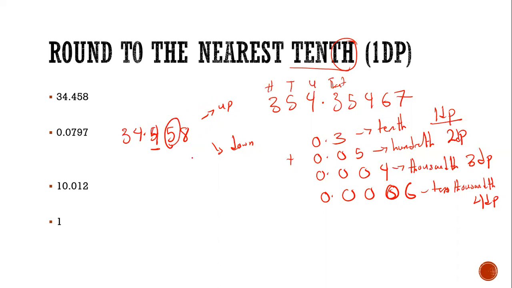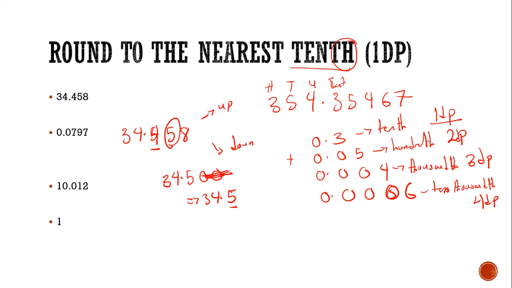You round this up to 34 point, you're going to add 1 to the 4. 5, 0, 0, 0. You can just put 34.5, 1 decimal place. The other zeros you can ignore, since we're just focusing on one decimal place. So the answer here will be 34.5.